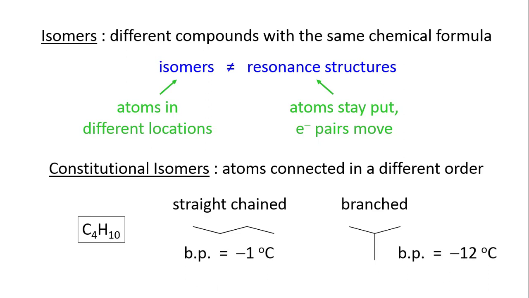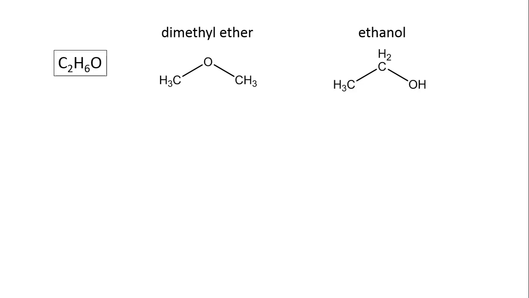The boiling point of the straight-chained isomer is -1 degree C, while the boiling point of the branched compound is -12 degrees C. Another example of constitutional isomers is two compounds both with the formula C2H6O. The first compound is dimethyl ether, the second is ethanol. Notice in the first, reading left to right, the chain has carbon, oxygen, carbon. In the second, it is carbon, carbon, oxygen.